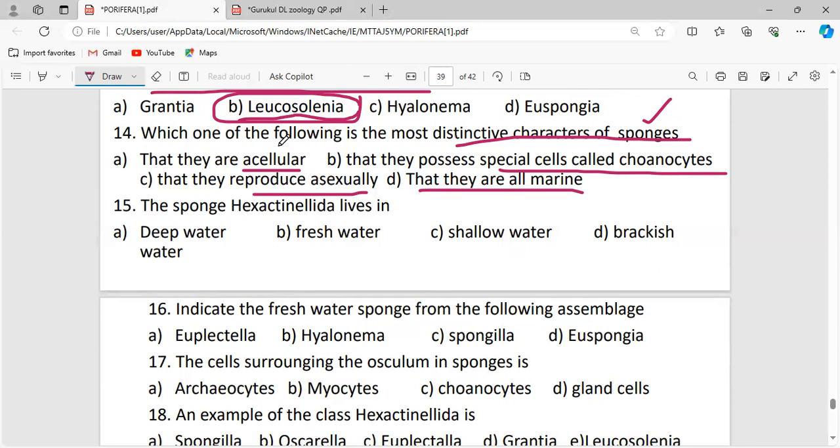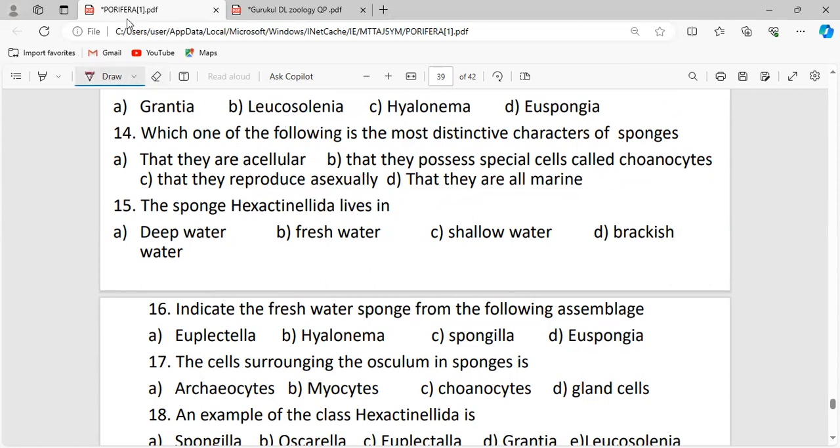See, let me explain. Acellular means there are many organisms which are acellular, so this is not the distinctive characteristic. And many organisms can reproduce asexually, not only sponges. And sponges are not all marine. There are marine sponges, and there are freshwater ones. So these three will not be the answer. These are not distinctive characteristics. Instead, it is the choanocytic cells. It is made up of the choanocytic cells. So see how the general characters help in answering these types of questions.